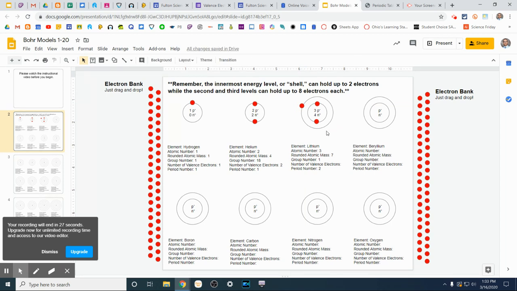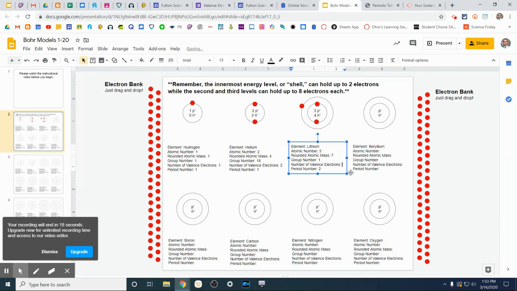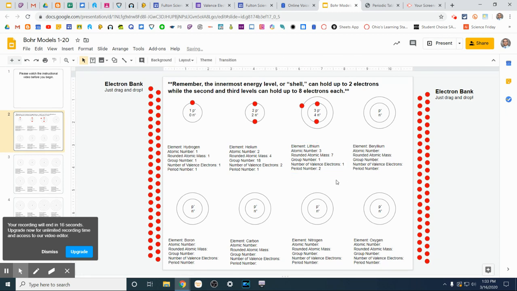Now I can count my valence electrons. How many electrons are in the outermost level? 1. And that is done for lithium.